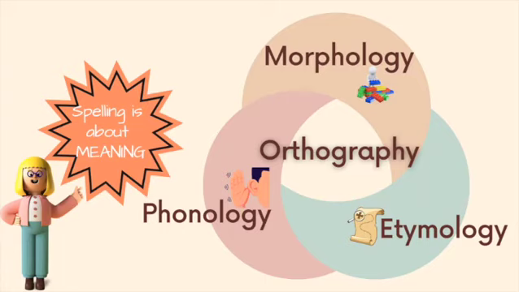Etymology is the history or the story or the evolution of the spelling over time. All of these three parts work together to help us communicate meaning through the written word.